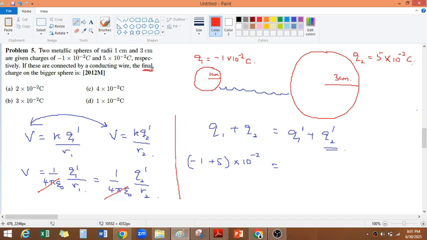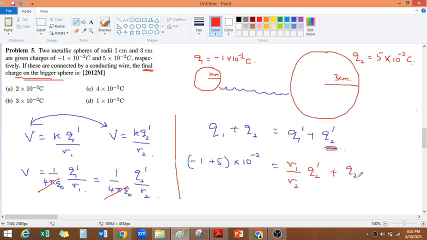என்ன கேட்டிருக்காங்க? Final charge on bigger sphere. அப்போ Q2 dash தான் கேட்குறாங்க. அப்போ which one I should eliminate? Q1 dash தான் eliminate பண்ணணும். So R2 will come here. So it will become R2 by R1 into Q1 dash plus, oh actually I am eliminating Q2 dash. Eliminate பண்ணணும். Q2 dash. Yeah, Q1 dash should be replaced with, so Q1 dash can be replaced with R1 by R2 into Q2 dash.